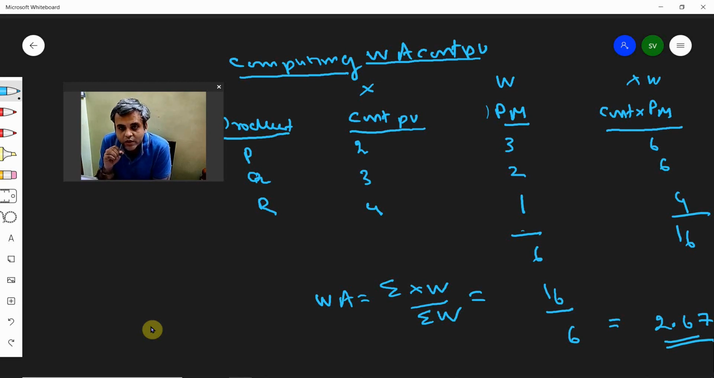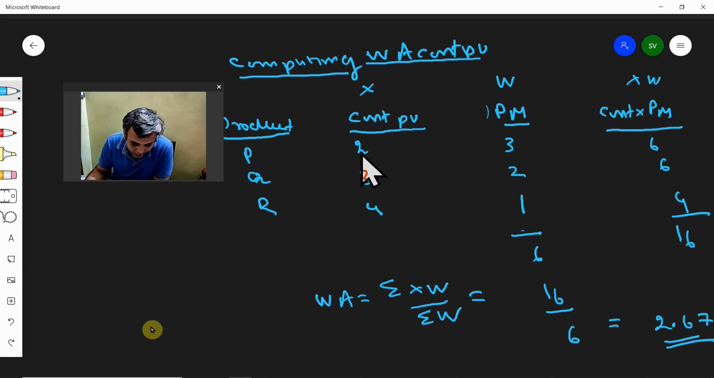Now you are able to visualize what I'm saying. Weighted average, this is how we will calculate, right? I'll explain the concept in weighted average in another small video. But for now, if you already know weighted average, no issues. Otherwise also look at the format and understand, right?